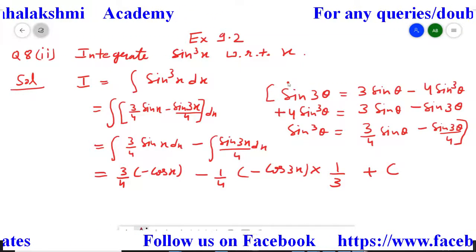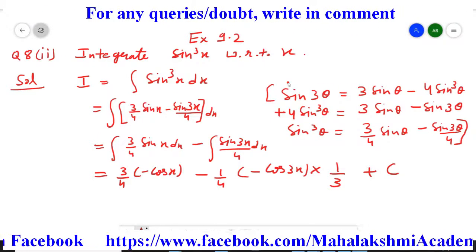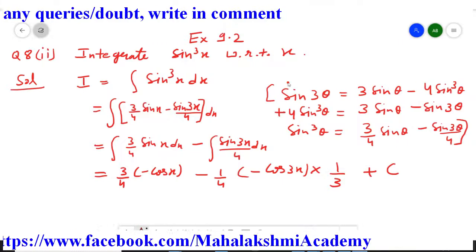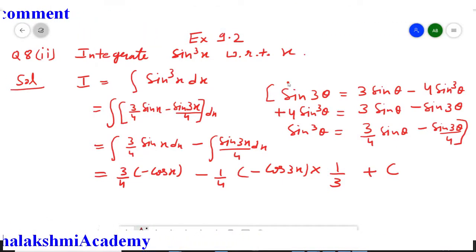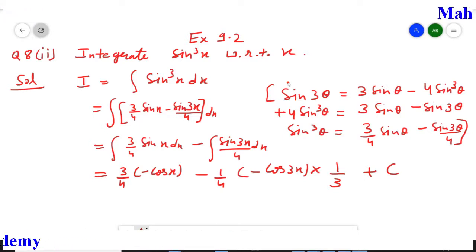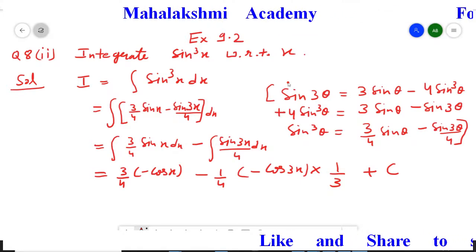So this 1 upon 4 I kept as the coefficient. Integration of sine 3x is minus cos 3x, and this is not only x, it is 3x, so we have to apply the chain rule. Differentiation of 3x is 3, and since we are doing integration, we have to divide by 3, that's why I wrote here 1 upon 3.